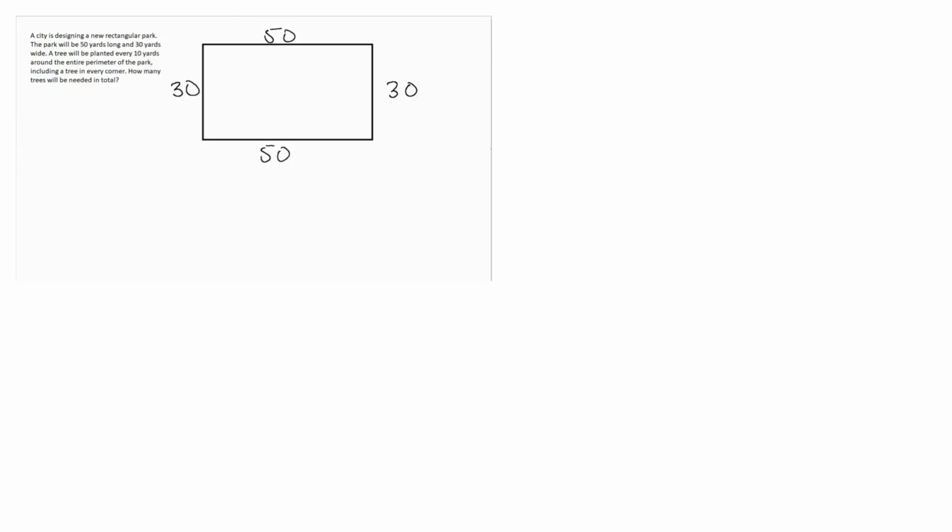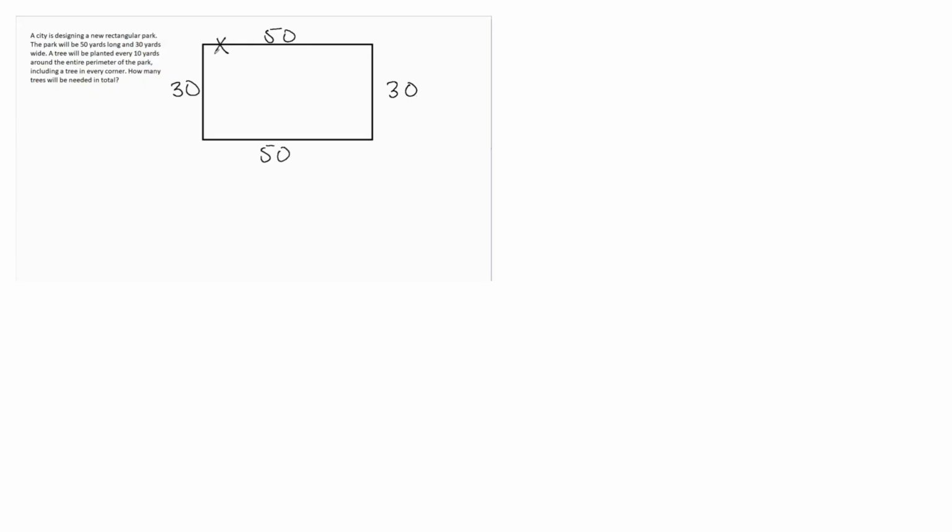First, let me show a common mistake. So, if this is 50 yards across this way, some students might say, well, that means you can plant 5 trees. That's not really true, though. So the first mistake would be thinking, well, okay, I plant a tree and it's every 10 yards, so 50 divided by 10 is 5. I can plant 5 trees.